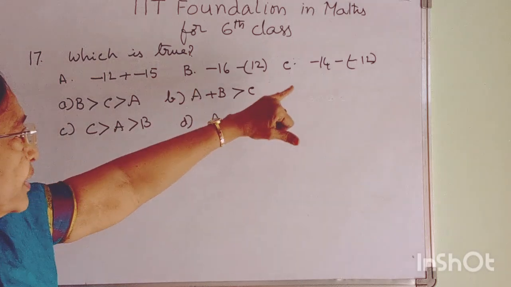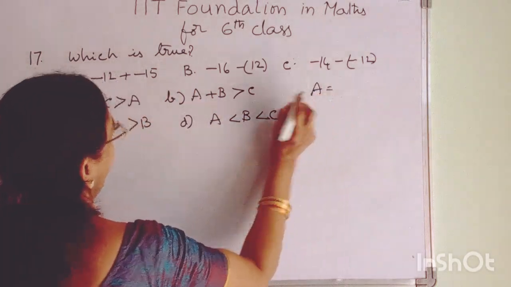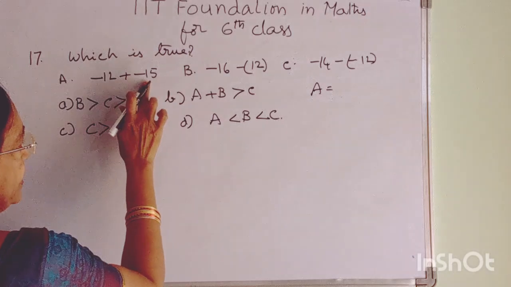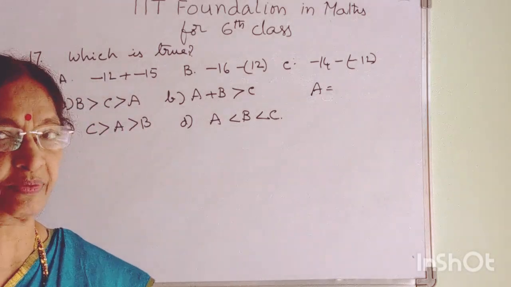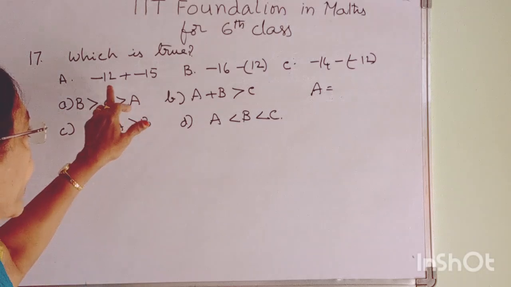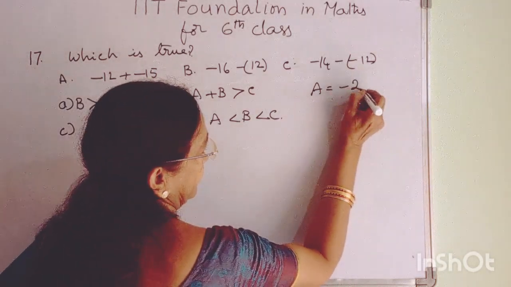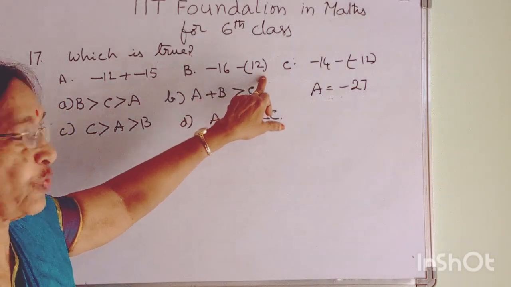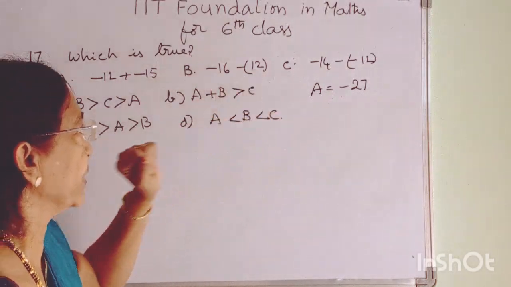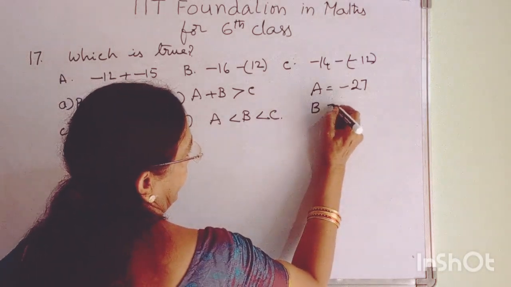So first we will find out the values of A, B, C. A is equal to minus 12 plus minus 15. Minus 12 plus minus 15 means plus times minus gives minus. Therefore minus 12 minus 15 is minus 27. B is minus 16 minus 12, both are minus. Therefore minus 16 minus 12 is minus 28.